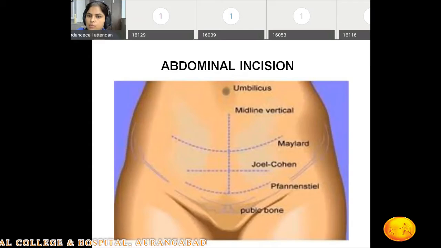And abdominal incision. These are the various abdominal incisions which are commonly taken for different types of cesarean sections. Quite common initially, they used to do this midline incision for emergency sections because it's easier to open the abdomen fast with a midline vertical incision. Okay, midline. Then there is a paramedian which goes to the side of the umbilicus.